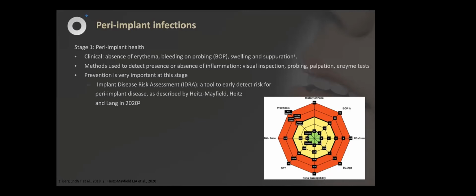Then we have methods used to detect presence or absence of inflammation. So we have the visual inspection, probing, palpation, and enzyme tests. Well, and prevention is very important in this stage if we look to peri-implant health in general. So what can help us to look at the health if we use the classification system from Klaus Lang?